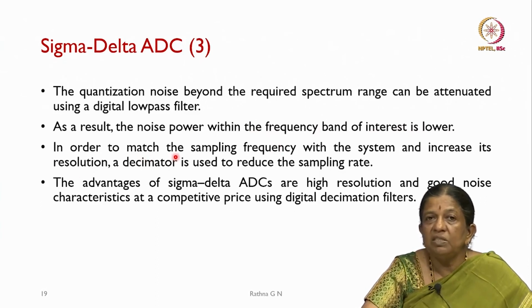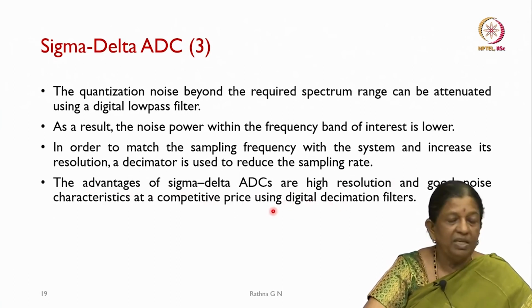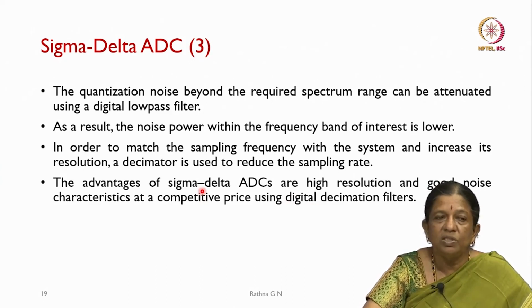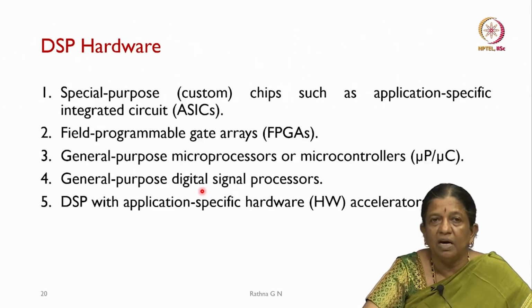So, to match the sampling frequency with the system and increase its resolution, we use the decimator to reduce the sampling rate. The advantages of sigma delta ADCs are high resolution and good noise characteristics at a competitive price using digital decimation filters. So, the work is happening in the digital domain, and the cost of these ADCs is very low. That is how most of the DSP processors use sigma delta ADCs in their hardware.